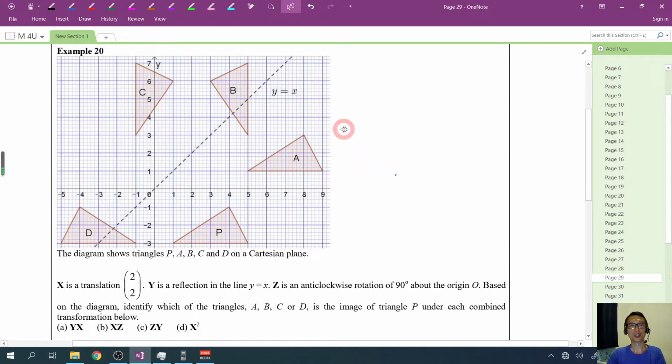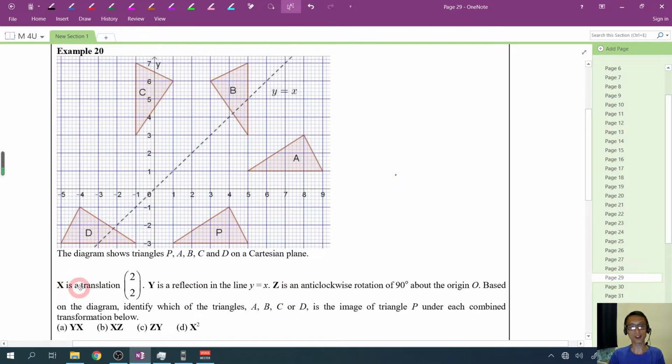Hi everybody, today let's talk about how to draw the image of an object under combined transformations. Before this, you have to know how to draw the image of an object under each transformation first. The transformations that you have learned are translation, reflection, rotation, and enlargement. Now let's look at a few transformations involved here.